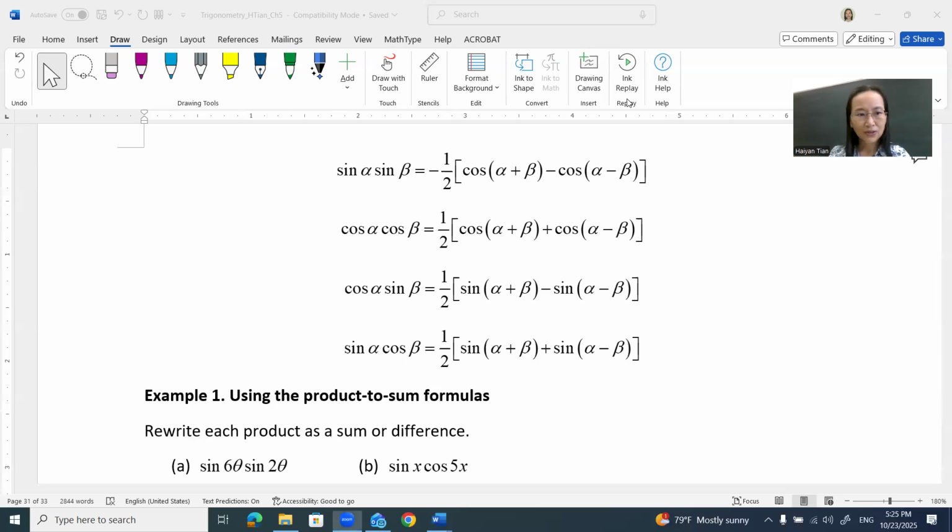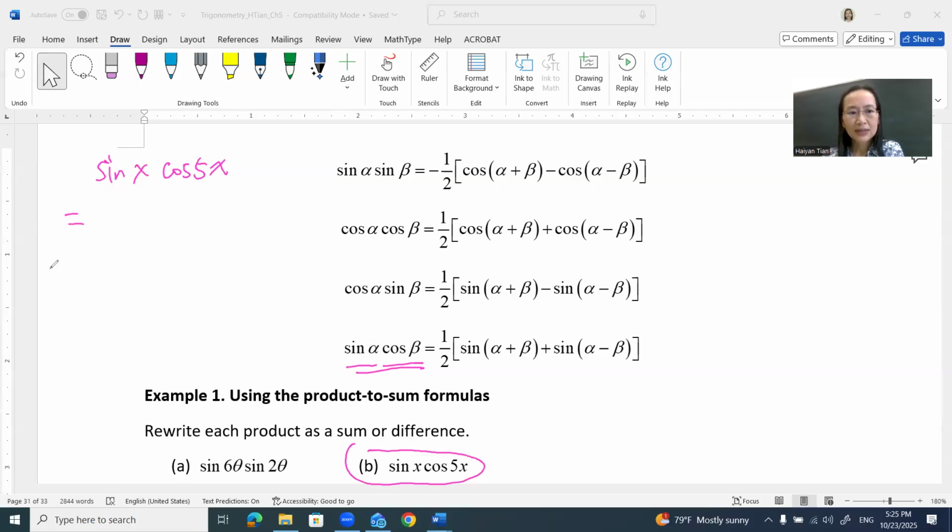So let's do another problem. Another problem is sine x cosine 5x. How do we write this product as a sum or difference? We see it's a product of sine and cosine, so the last formula can be applied. So here, what is alpha?